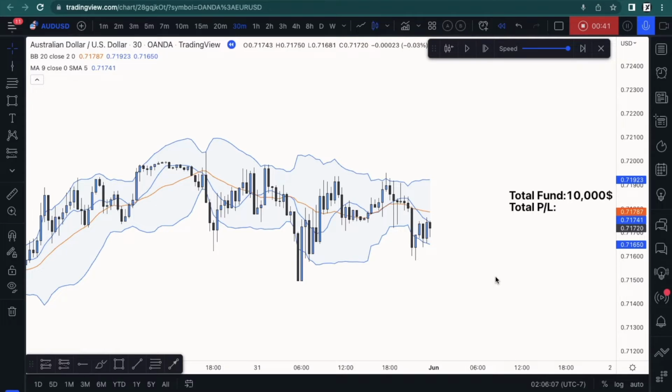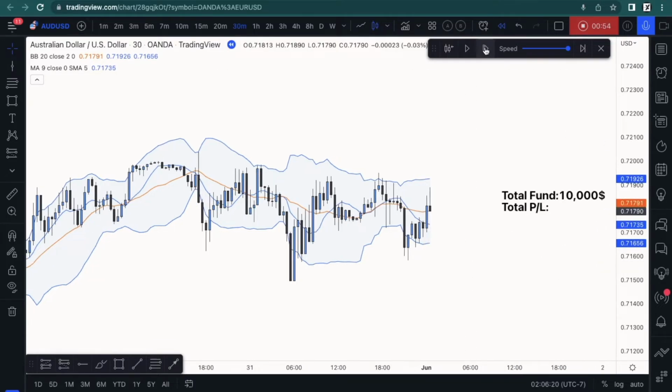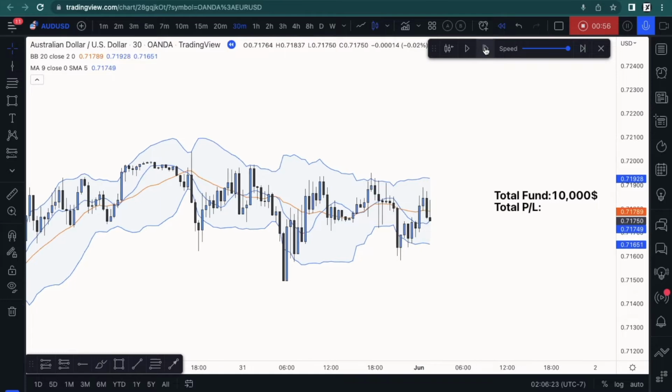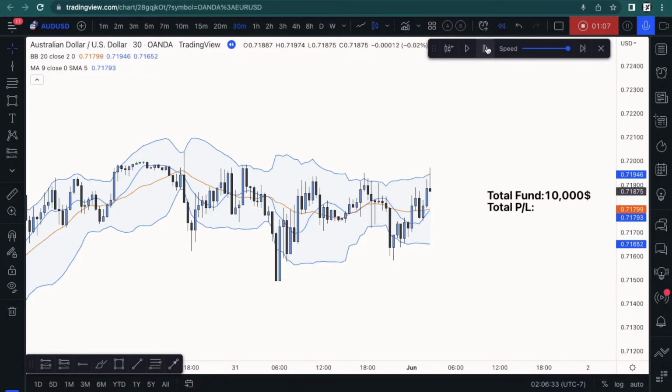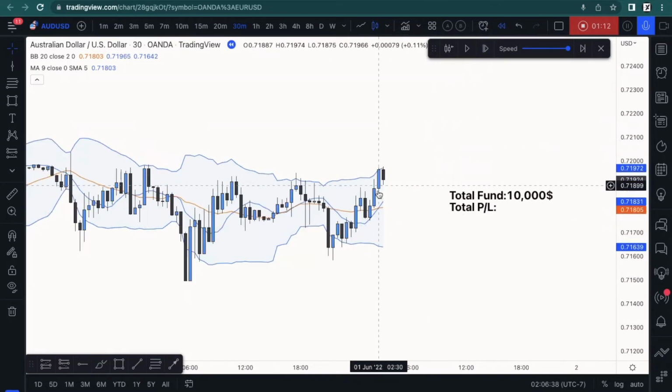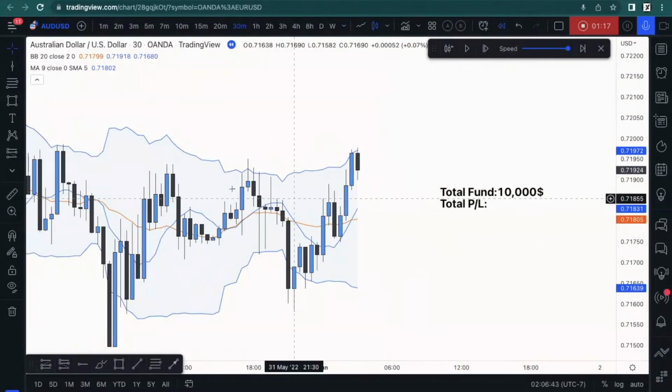For the sake of the video, let's assume we have a total fund of $10,000, and every time we are taking a trade we are risking $100. So let's just begin. Okay, the price is just ranging inside the Bollinger Band. Remember, for the setup we need the price going above or below the Bollinger Band and then closing inside, just like this. So price went above the Bollinger Band and the second candle closes inside the Bollinger Band.